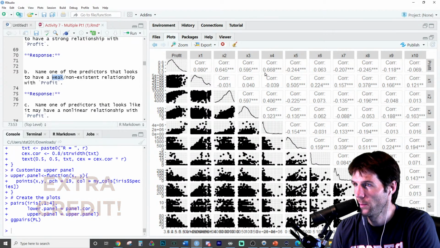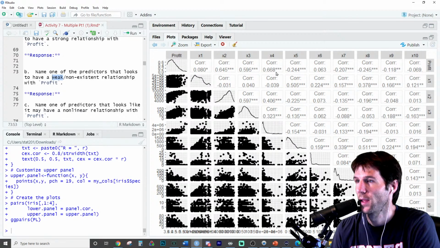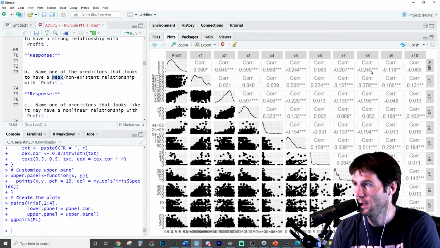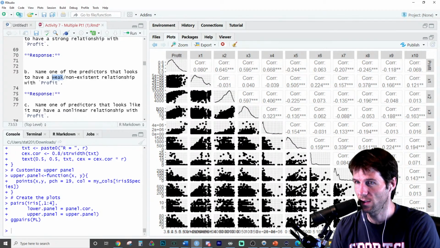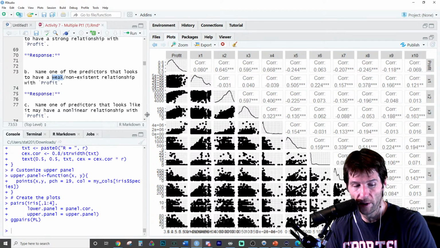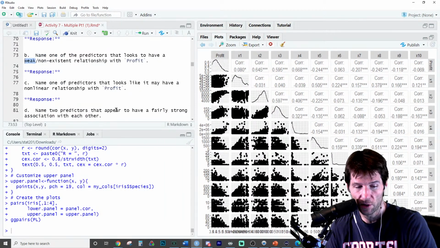The stronger ones are going to be this one, this one, this one. X2, X3, and X4 are your strongest. And then weak are going to be X5, X7, X8, and then non-existent nearly are going to be X1, X6, and X10. The closer it is to 0, the weaker it is. Doesn't matter positive or negative, that just indicates direction.